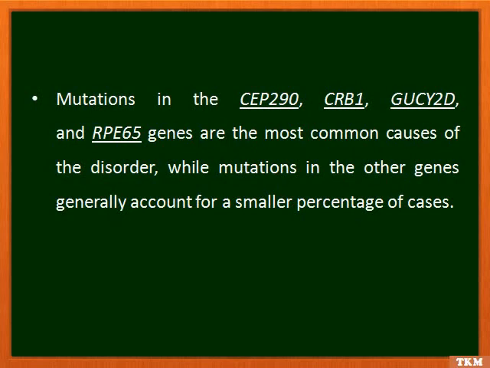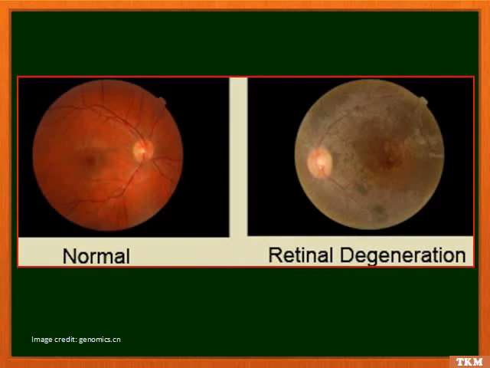You can see mutations in the CEP290, CRB1, GUCY2D and RPE65 genes are the most common causes of the disorder, while mutations in the other genes also occur, but generally account for a smaller percentage of cases. This is the normal retina that we can see, and this is the retinal degeneration that occurs.